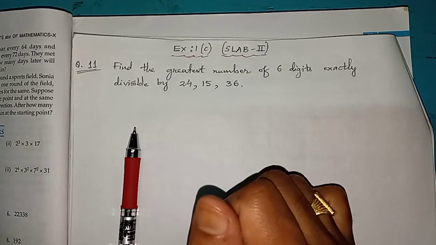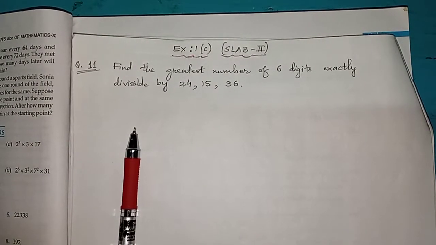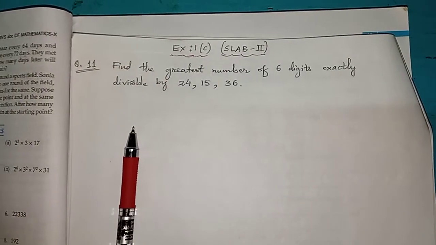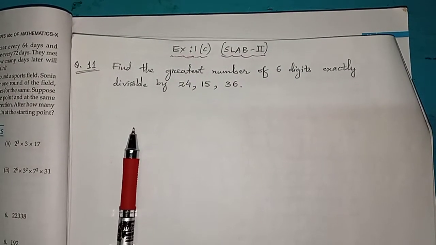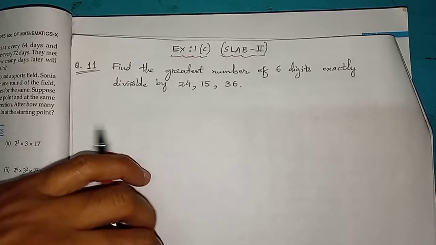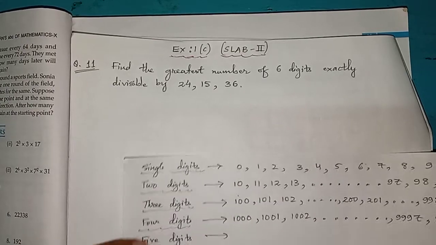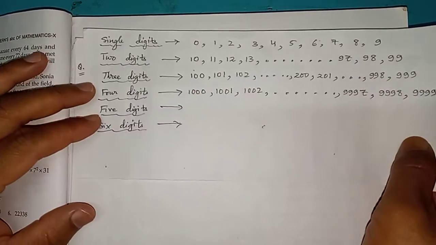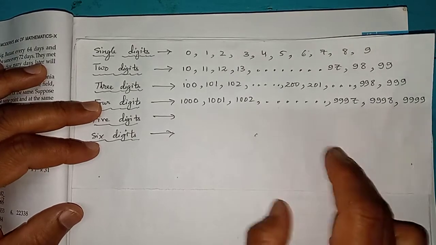So let's see how we can do this sum. But before we do this sum, let us first understand about the digits, about 6 digits, 5 digits, greatest, smallest, whatever. This will help you. So first of all, see, students, a small note I've prepared for you.